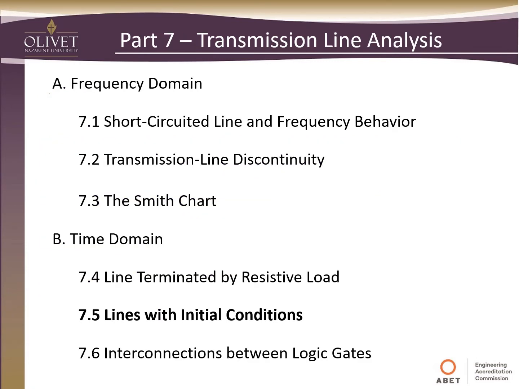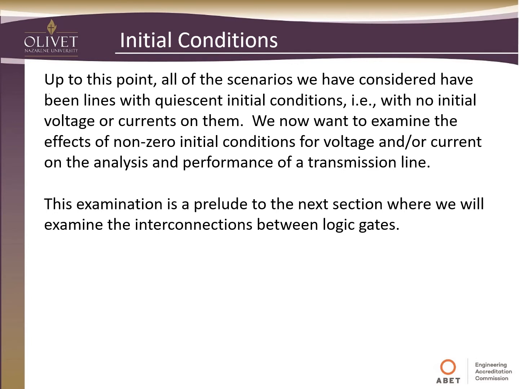So again, we're still in part 7. This will be the next to the last lecture in this segment, and again, lines with initial conditions. So up to this point, all the scenarios that we've been looking at have been lines with no initial voltage or current on them. So now we want to examine the effects of a non-zero initial condition for voltage or current on the analysis and performance of a transmission line.